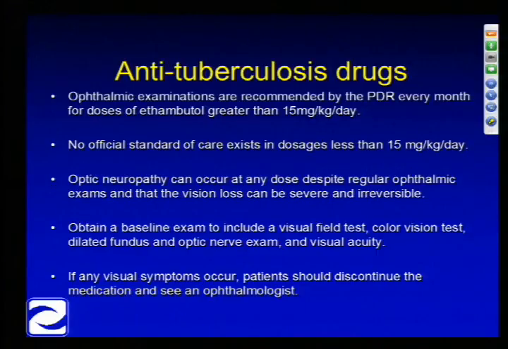These patients can get a toxic optic neuropathy. It's not ischemic, but it's toxic. And there have been reports of severe irreversible vision loss in patients taking ethambutol. So it's recommended that they all have a baseline examination to include visual field, color vision testing, dilated fundoscopic exam, and visual acuity. And it's important if you have patients on this medication to counsel them that if they're having any visual symptoms, they should stop the drug right away and get checked.